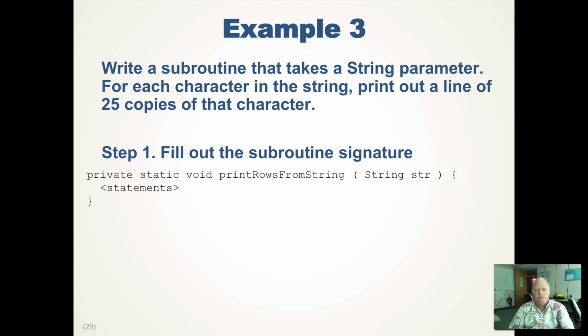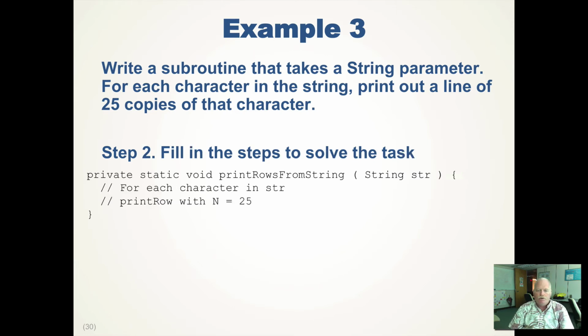And so now we need to do the work. So we go to step 2. We've got the signature done. Now we need to do step 2, fill out the subroutine, do the work. So we want to, for each character in the string, print a row with n equals 25. So we're going to use the subroutine that we defined in the previous example to actually do the work of printing out the 25 characters.